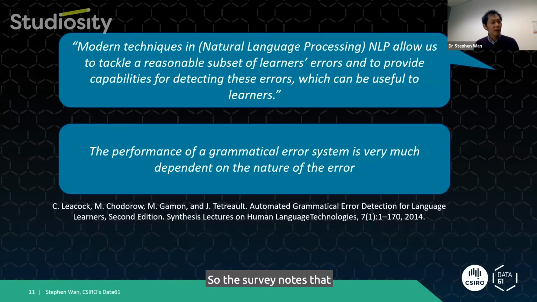So the survey notes that methods in natural language processing are advanced enough, even in 2014, to detect many of these errors. And this can be useful when learning to improve writing. And that's really quite promising. The survey also goes on to say that the performance of the grammatical error handling tool will depend, though, on the type of error.